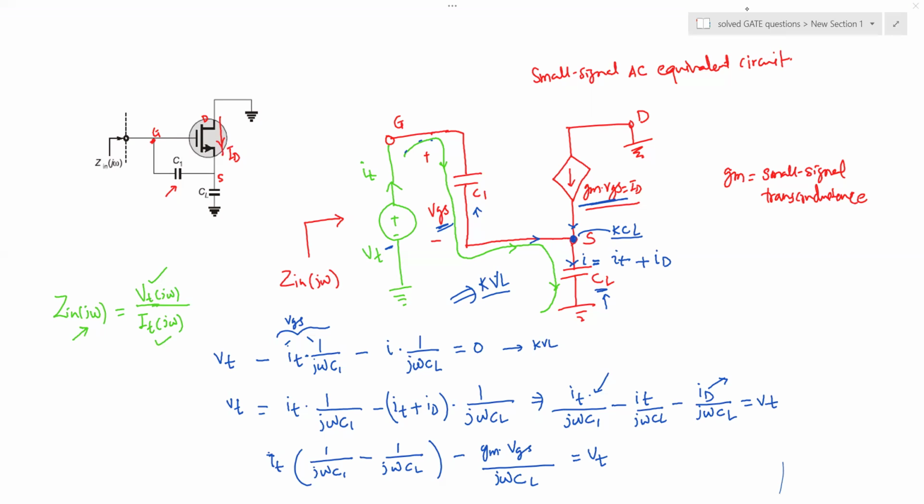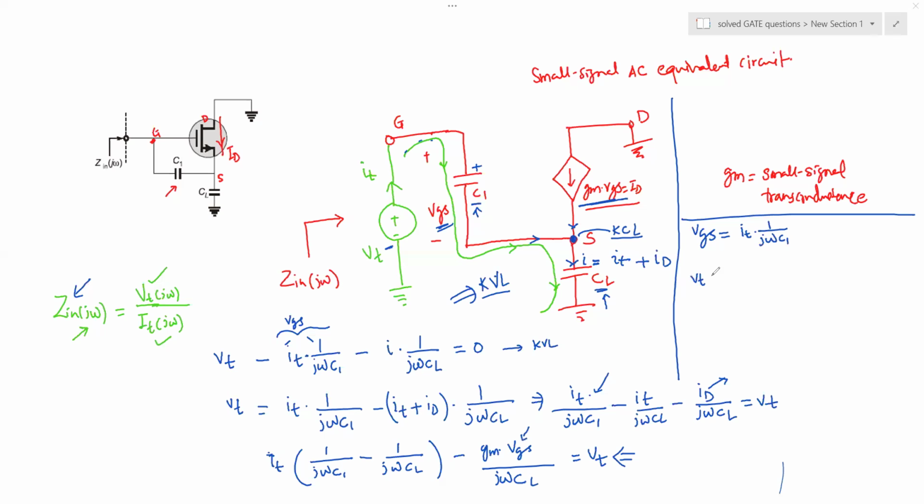So we are focusing on this equation now. This is the equation. We want to get the value of Z in of j omega. So we write those equations in this form. So remember here VGS, what is VGS? VGS is basically the voltage drop across the capacitor C1. So it is actually I of t multiplied by 1 over j omega C1. Okay, so current multiplied by the impedance of the capacitor. So why not put the value of VGS in this equation?